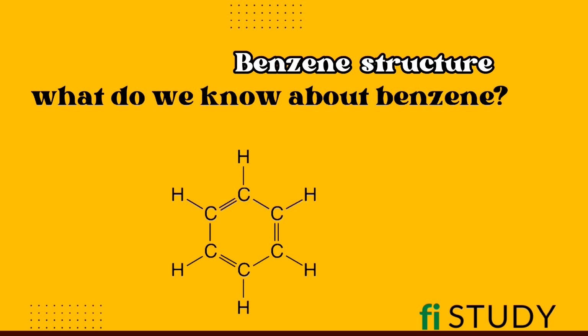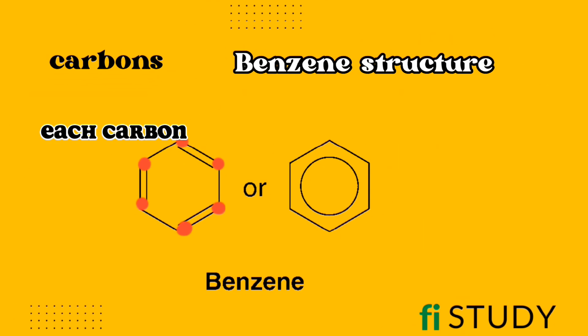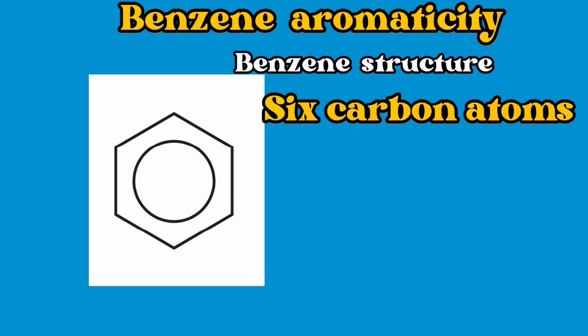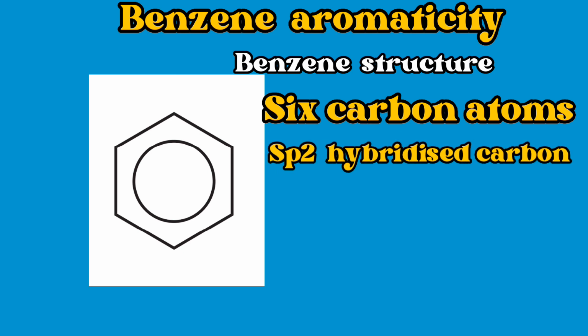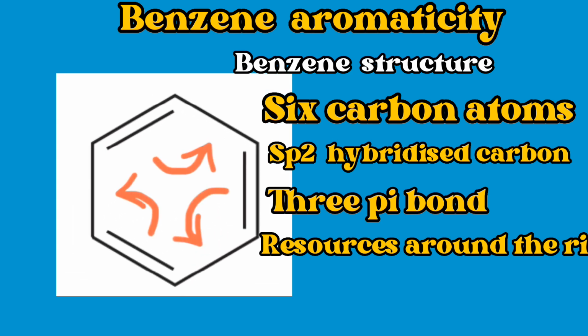It has 6 carbon atoms in a ring like this. Each carbon sits on the corner of the ring. The benzene ring has 6 carbon atoms. All carbon atoms are sp2 hybridized, so that we have 3 pi bonds and resonance around the ring.